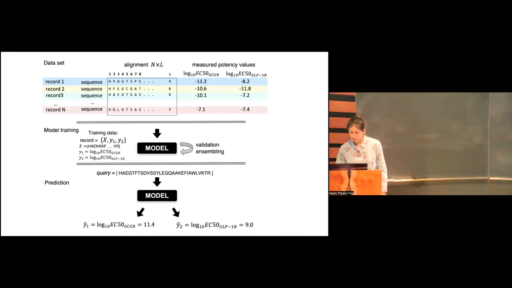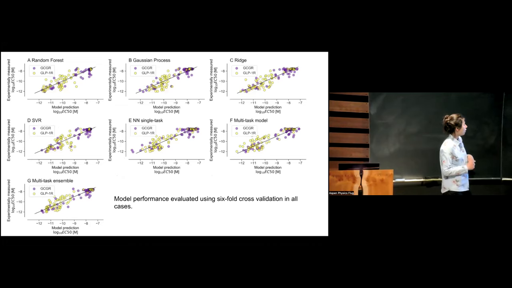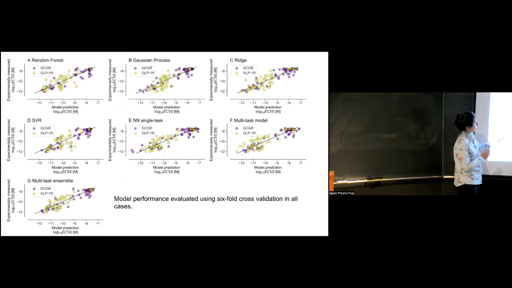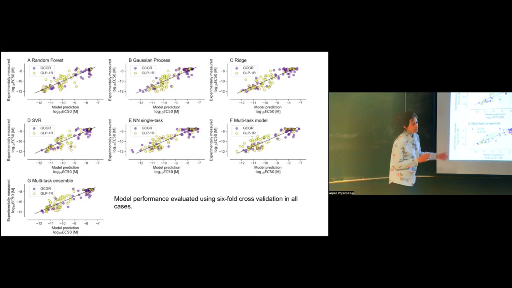This is just fitting the models. We fit a whole bunch of different models on this data, and this was a PhD student at Cambridge who did a really great job of fitting these models. She used six-fold cross-validation to evaluate performance, and actually all the models performed pretty well. It turns out, remarkably, that this multitask ensemble of neural networks does a bit better than the other methods. But in terms of the fitting statistics, which I'll show you on the next slide, basically all of the models do pretty well.